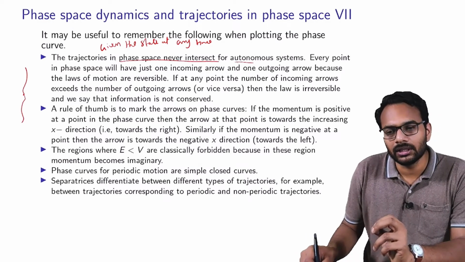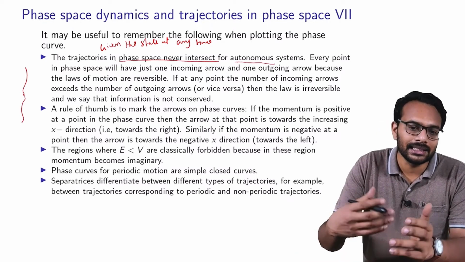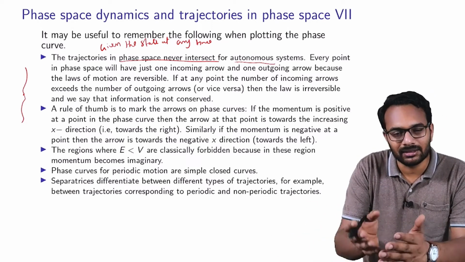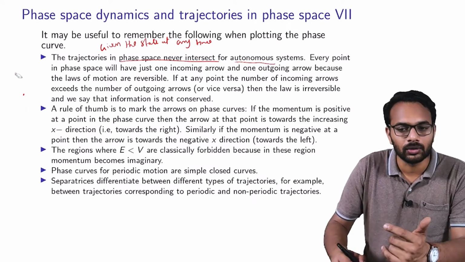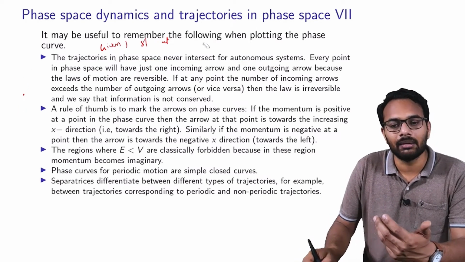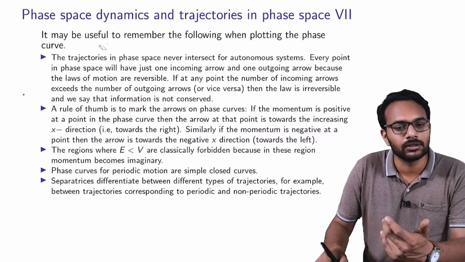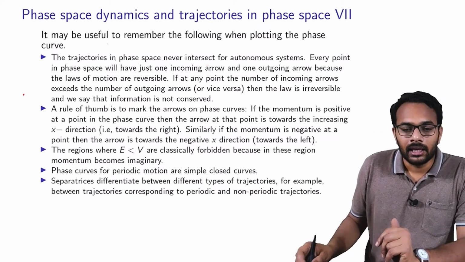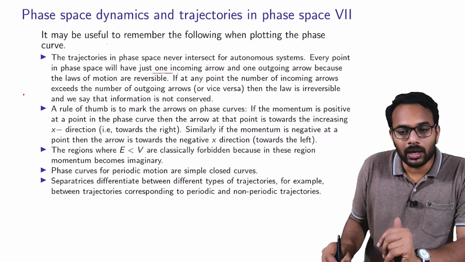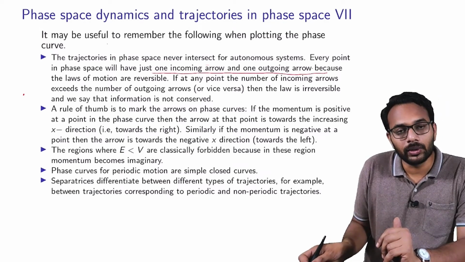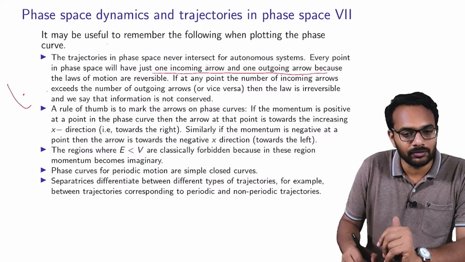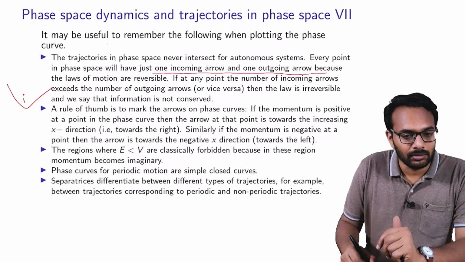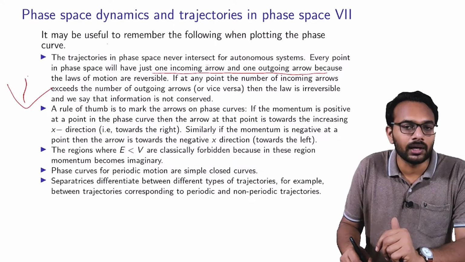This is only true for autonomous systems, because if you change the Hamiltonian in between, of course the evolution also will change. But that's not the case we are talking about. We are talking only about autonomous systems, meaning the Hamiltonian is fixed. The functional dependence of the Hamiltonian is fixed. Every point in phase space will have just one incoming arrow and one outgoing arrow. You take a point in phase space, whatever dimension it is, there will be exactly one incoming line and one outgoing line.